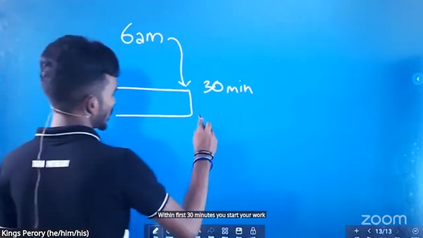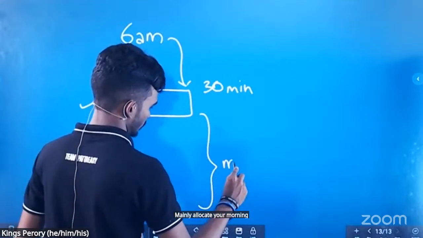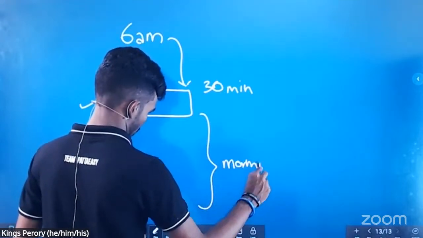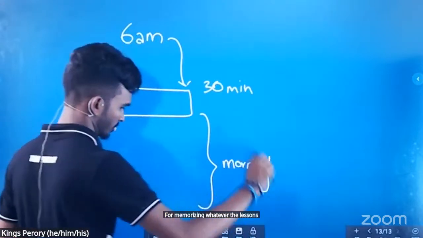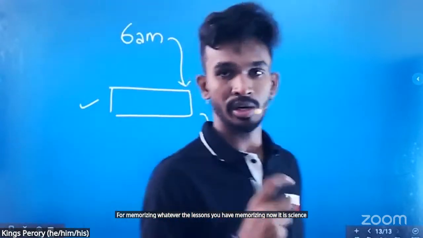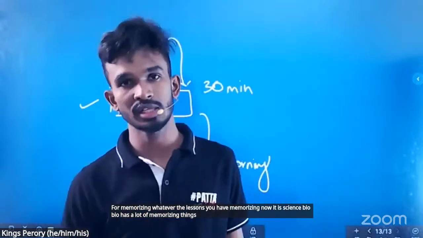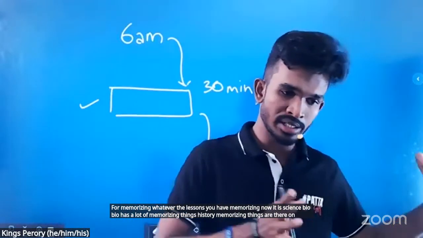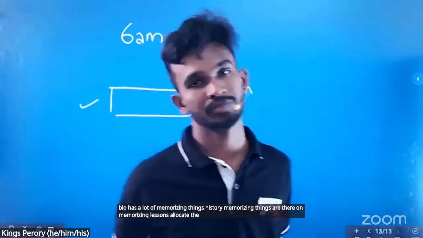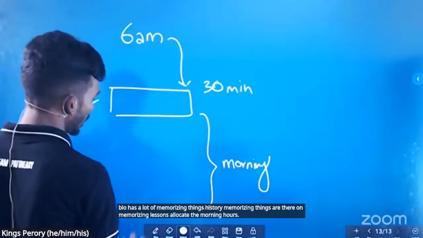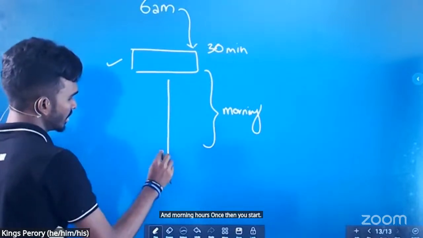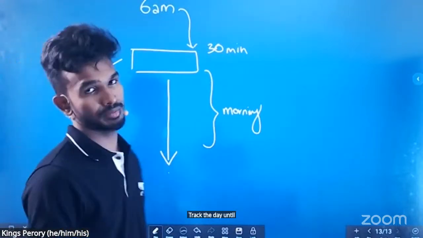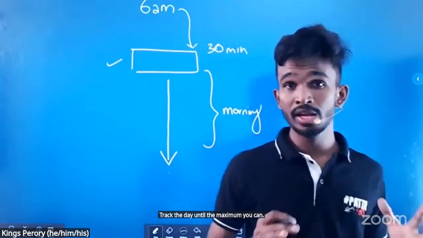Mainly allocate your morning for memorizing whatever lessons you have to memorize. If it is science, biology has a lot of memorizing things. History, memorizing things are there. On memorizing lessons, allocate the morning hours. And once you start in the morning, drag the day until the maximum you can. Don't break your day in half.